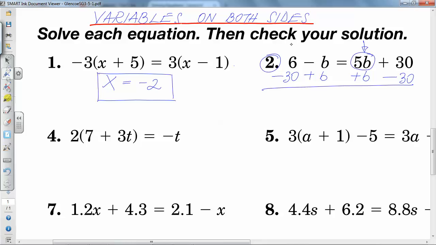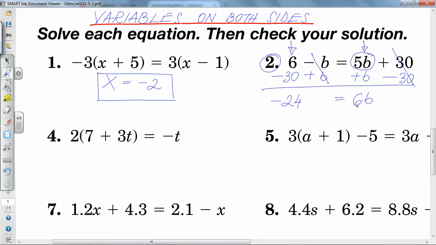And now I have what? You go column by column. 6 minus 30 is 6 plus negative 30, right? Which will be 30 minus 6, that's 24. Keep the sign of the larger one in absolute value, negative. Negative b plus b will be 0, equals 5b plus b will be 6b. 30 minus 30 is 0. Okay?